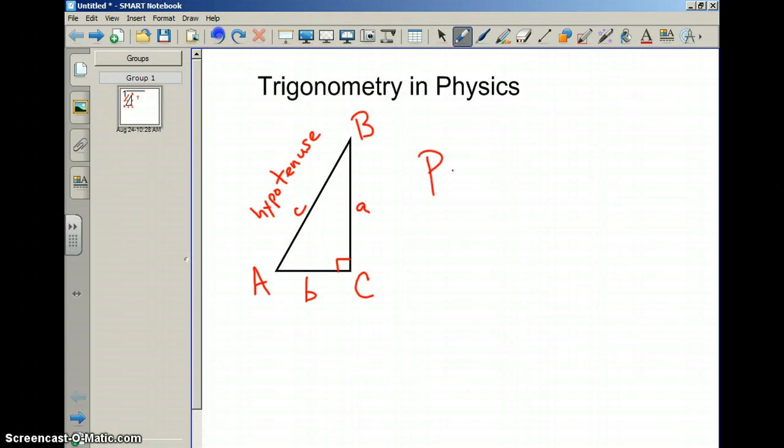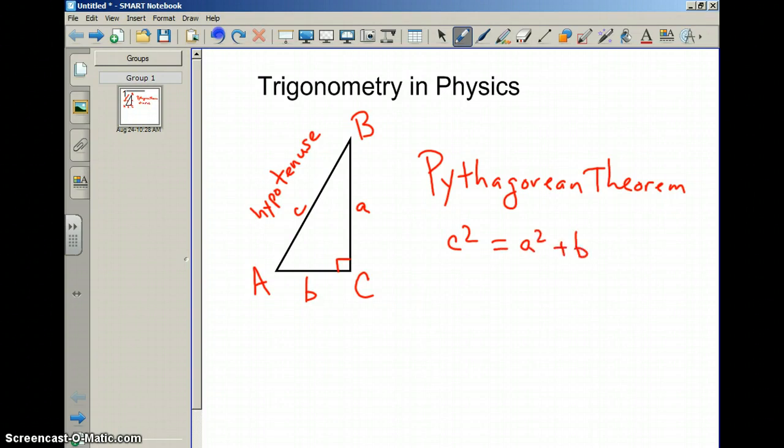The Pythagorean theorem states that the square of the hypotenuse is equal to the sum of the squares of the other two sides. Usually in physics problems, we're solving for the hypotenuse, or side C. So you should remember the equation as C is equal to the square root of a squared plus b squared. It's important to remember that the Pythagorean theorem can only be used when we're dealing with a right triangle.